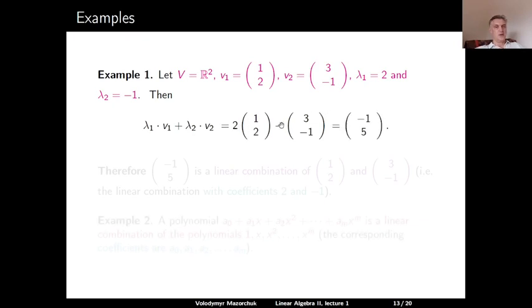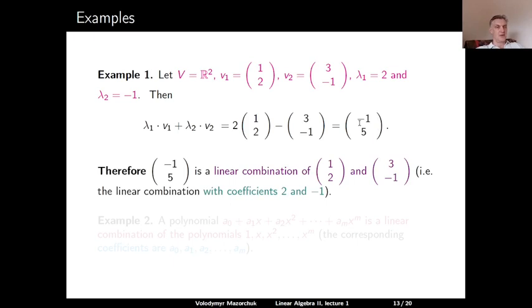So what we get: 2 minus 3 is -1, and 4 plus 1 is 5. So the outcome is the vector (-1, 5). So the vector (-1, 5) is the linear combination of the vectors (1, 2) and (3, -1) with coefficients 2 and -1.